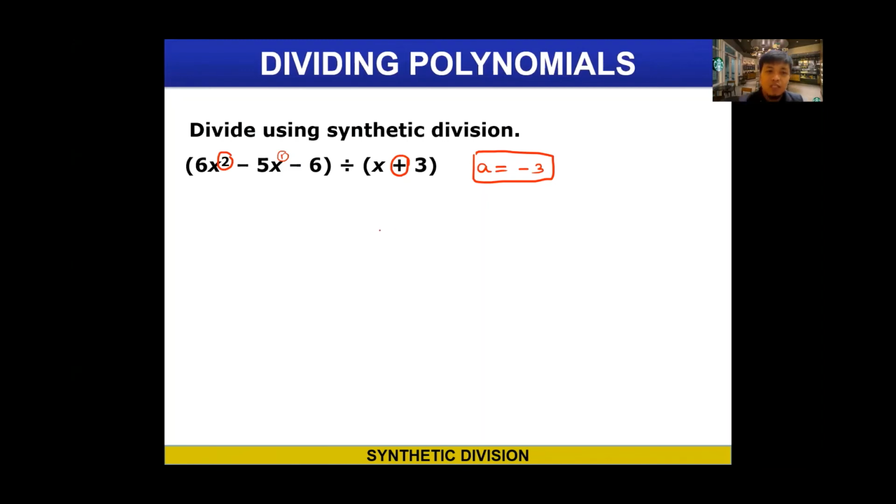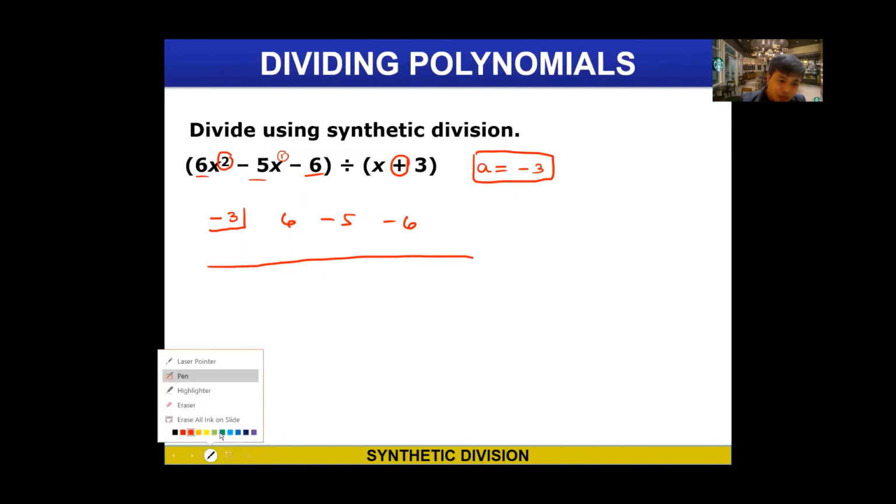Now we set up this in synthetic division format. So we have to place there the value of a, negative 3. And then after that, we just copy the numerical coefficients. Copy 6, copy negative 5, copy negative 6. And then we have to place here the bar. Next, bring down the first numerical coefficient, which is 6.